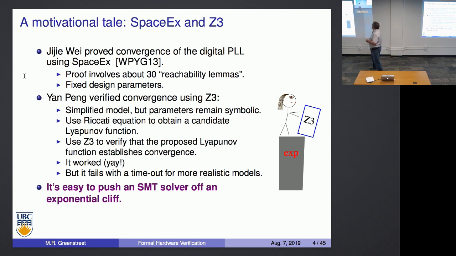So Jan took an interest in this, and she said, you know, I can take that model that you have and use the Riccati equation to get a candidate Lyapunov function for this. Then I can just hand that to Z3 and ask, does this proposed Lyapunov function satisfy the right properties to guarantee global convergence? She said, look, I can just type in this function, I ask Z3, and it says, yep, you're good. Cool. Now, she did this on a highly simplified model.